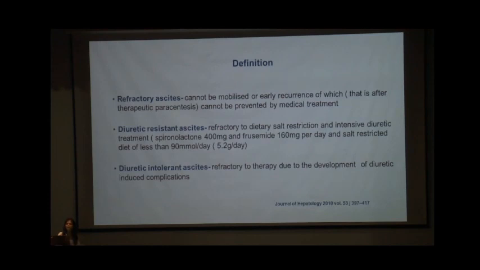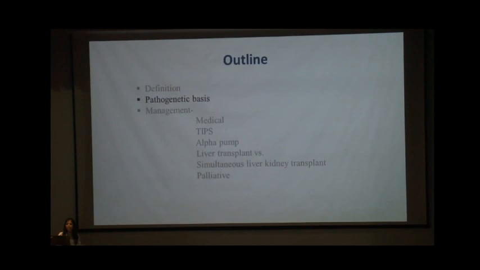And there are two phenotypes: diuretic-resistant ascites, where the ascites does not respond to dietary salt restriction and intensive diuretic treatment, up to spironolactone of 400 and furosemide of 160. But we all know none of us are using this high dosage of diuretics for the control of ascites. What we more commonly see is diuretic-intolerant ascites, where the patient develops several complications related to the diuretics, and you're not able to optimize the diuretics for the control of ascites.